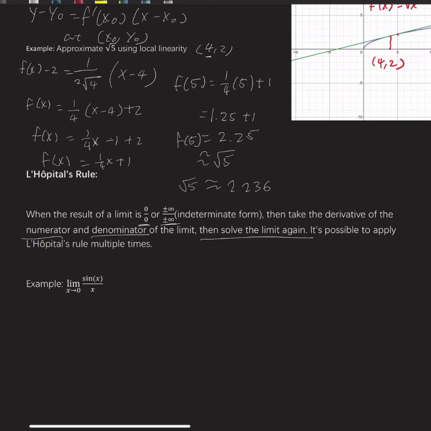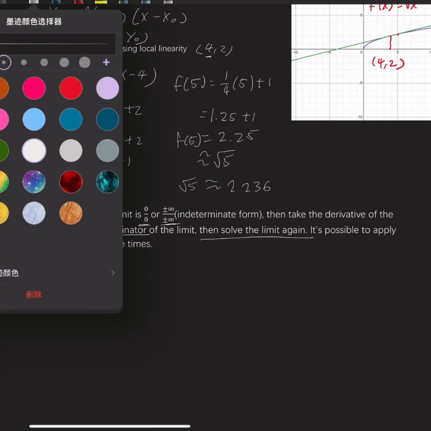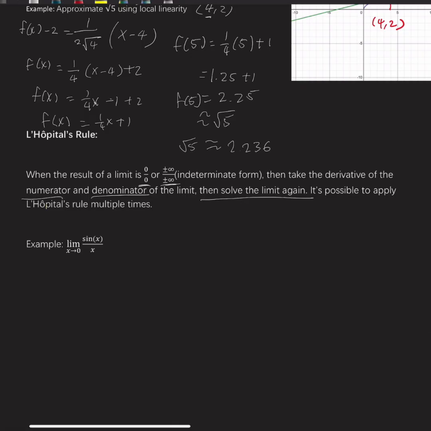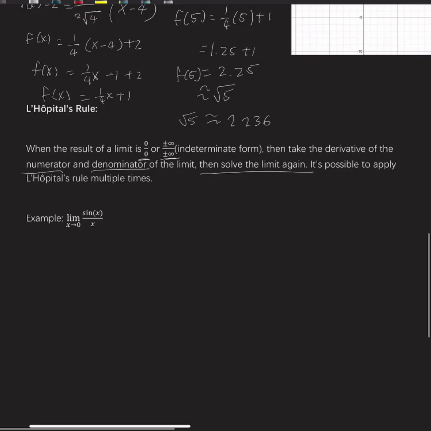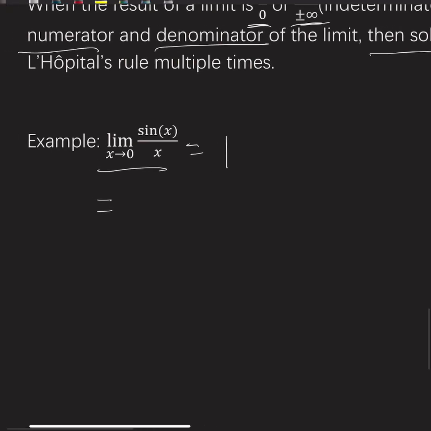However, if after applying L'Hopital's rule your answer becomes undefined but it's not an indeterminate form, that means your limit does not exist. But keep solving until you get a result that is not an indeterminate form. So what does it mean to take the derivative of the numerator and denominator? Well, for this limit, you should memorize that it is equal to 1. It's from Unit 1, but we will solve for it using L'Hopital's rule.